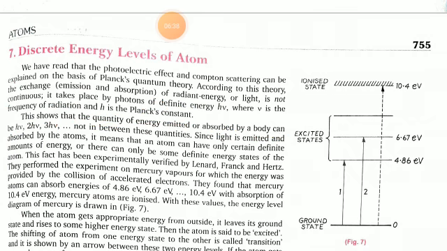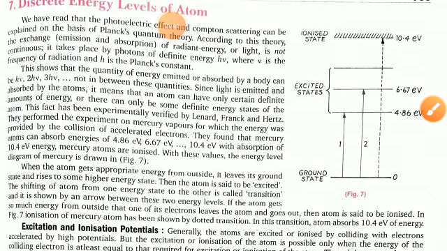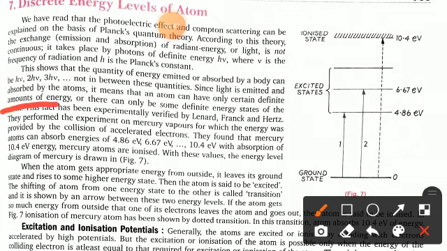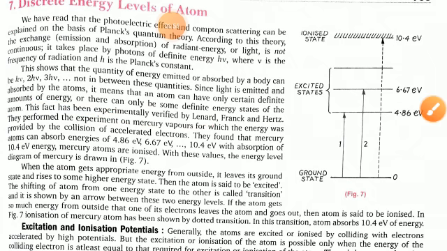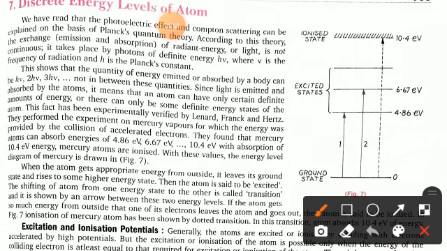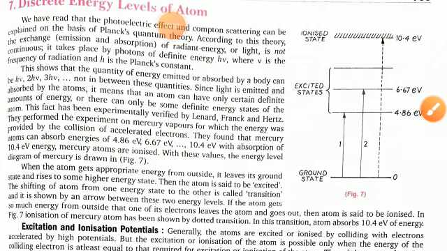Now since light is emitted and absorbed by atoms, it means that an atom can have only certain definite amounts of energy, or there can only be some definite energy states of the atom. This fact has been experimentally verified by Lenard, Franck and Hertz. They performed the experiment on mercury vapors, for which the energy was provided by the collision of accelerated electrons. They found that the mercury atom can absorb energy how much? 4.86 electron volt or 6.67 electron volt.